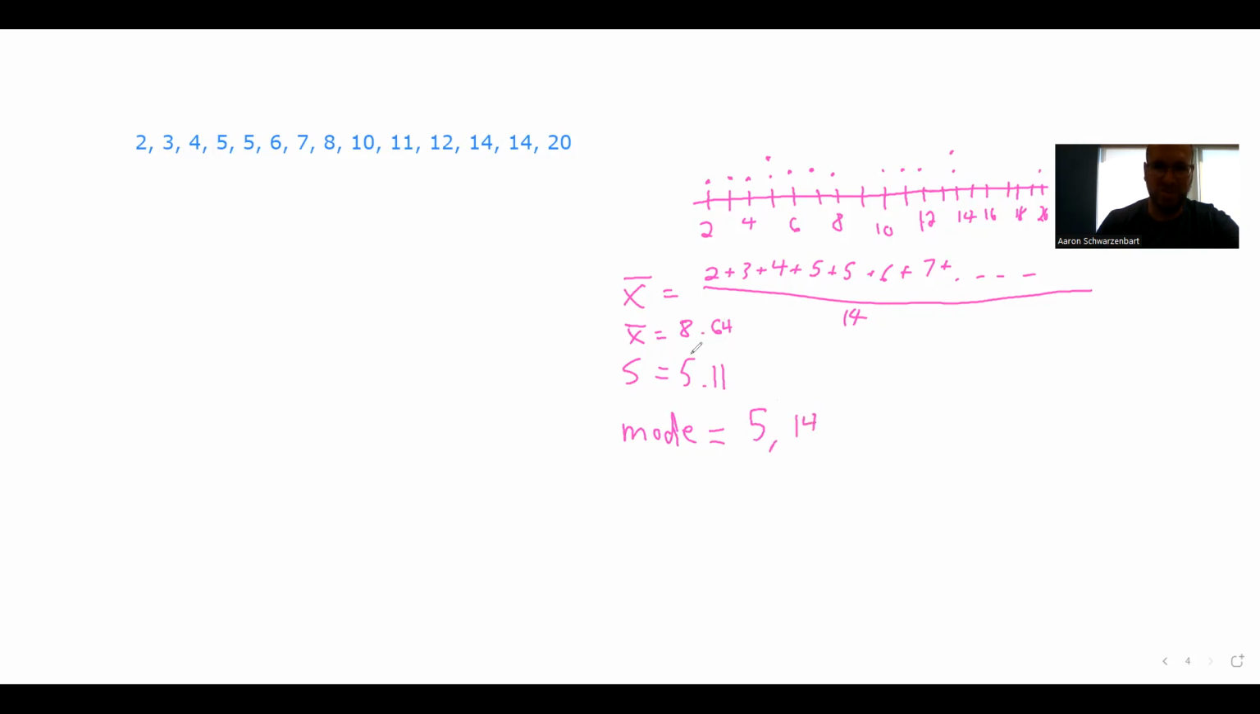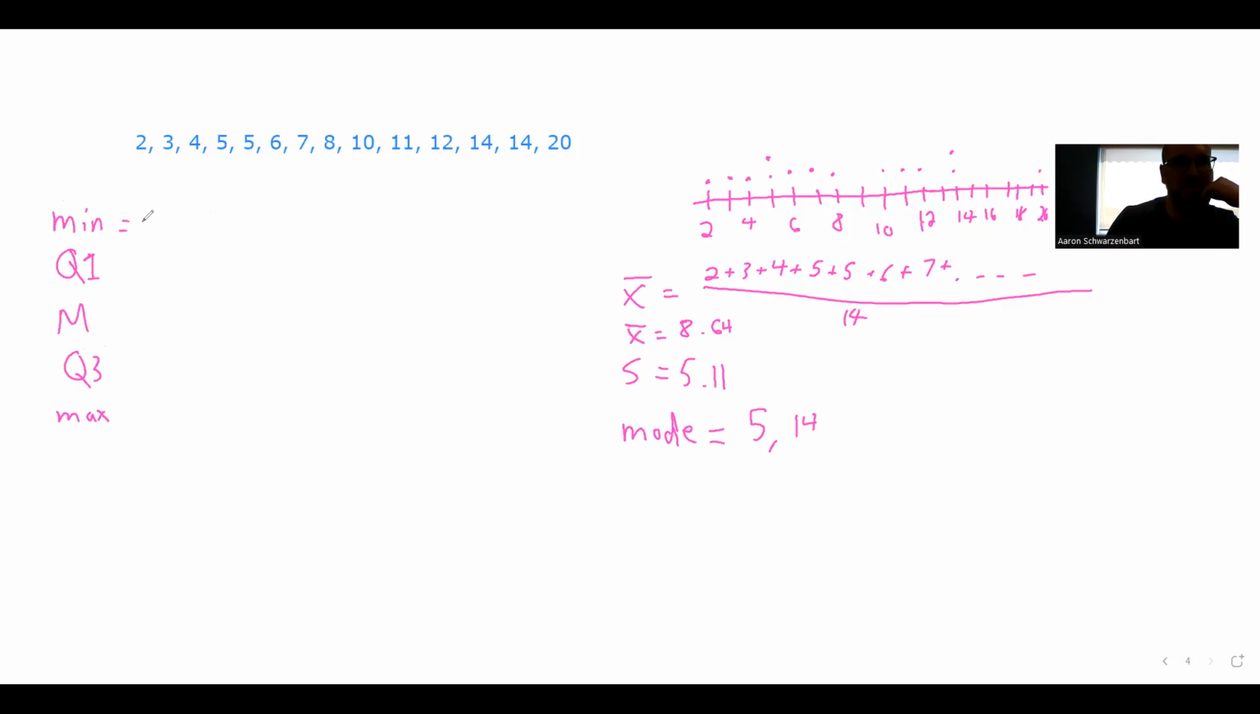I've got mean, 8.64. Mean, median, and mode are measures of center. Standard deviation, 5.11, is one of the measures of spread. Interquartile range is the other. So we can use our 5-number summary. We can use this to make a box and whisker plot, or we can just give a 5-number summary. It's also important for finding the interquartile range.